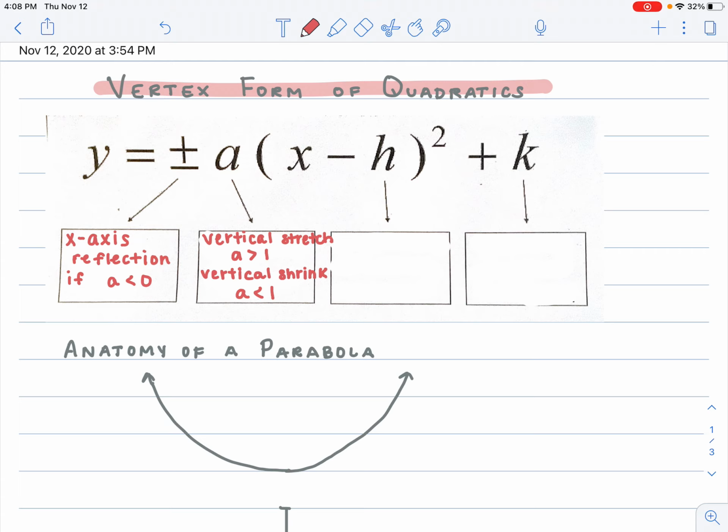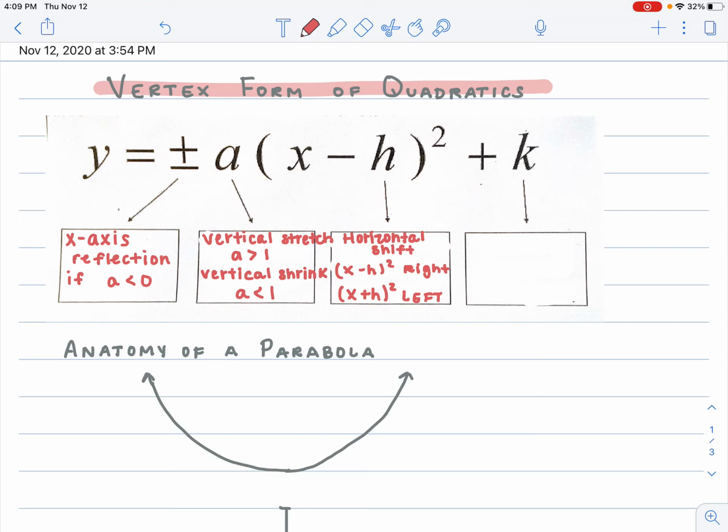The h value that's in the parentheses is your horizontal shift, so moving left or right. So if it looks like this, x minus h squared, you're actually moving to the right h units. And if it is x plus h squared, you're moving to the left h units. So it's kind of like the opposite of what you would think there.